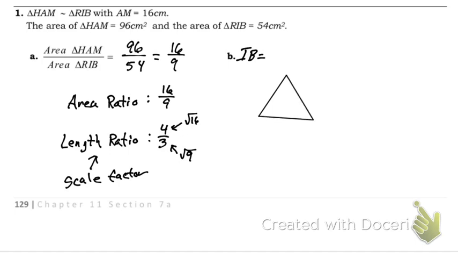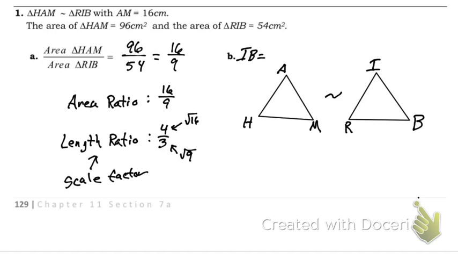So for B, I'm going to draw 2 triangles. They're going to be 2 similar triangles. One of them is called HAM. Now be careful when you label your second triangle. It tells you how it has to be labeled. H corresponds to R, A to I, M to B. So H corresponds to R, so since H is in the bottom left, R must be in the bottom left. Since A is on top, I must be on top. And finally, we have B.